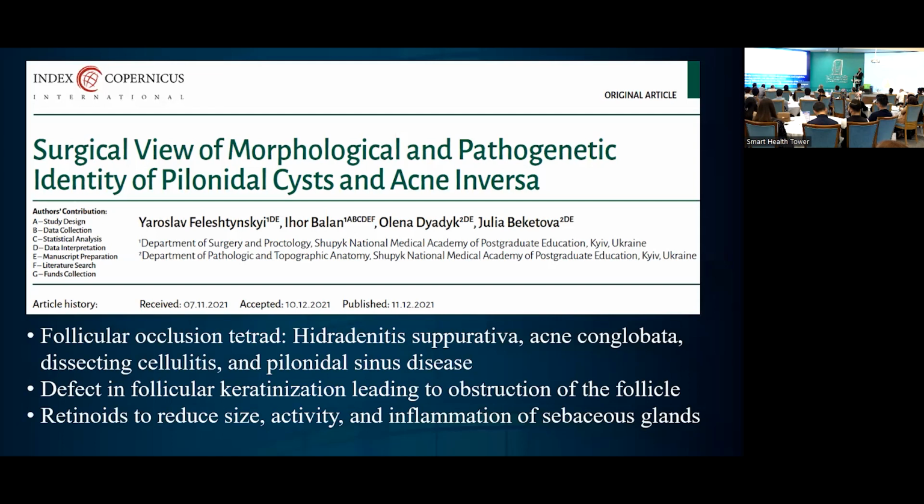And in support of this theory, actually, we have a number of other conditions that are similar to pilonidal disease. And even histologically, there is significant overlap between them. The main differences are that they occur primarily in other sites of the body. The first one is acne inversa, which is also known as hidradenitis suppurativa. This most commonly presents in the intertriginous areas. Acne conglobata, which is a form of regular or common acne, develops on the face and chest. And then we have dissecting cellulitis of the scalp.